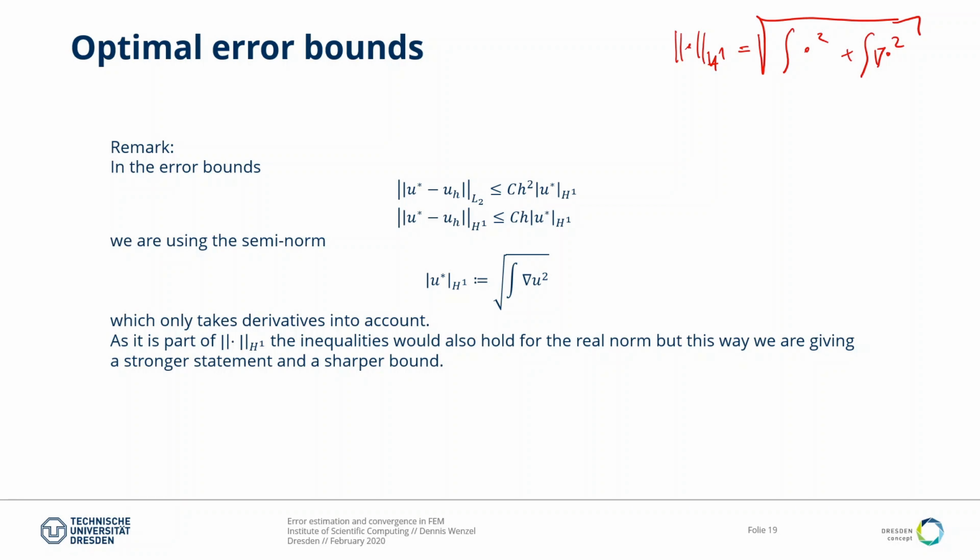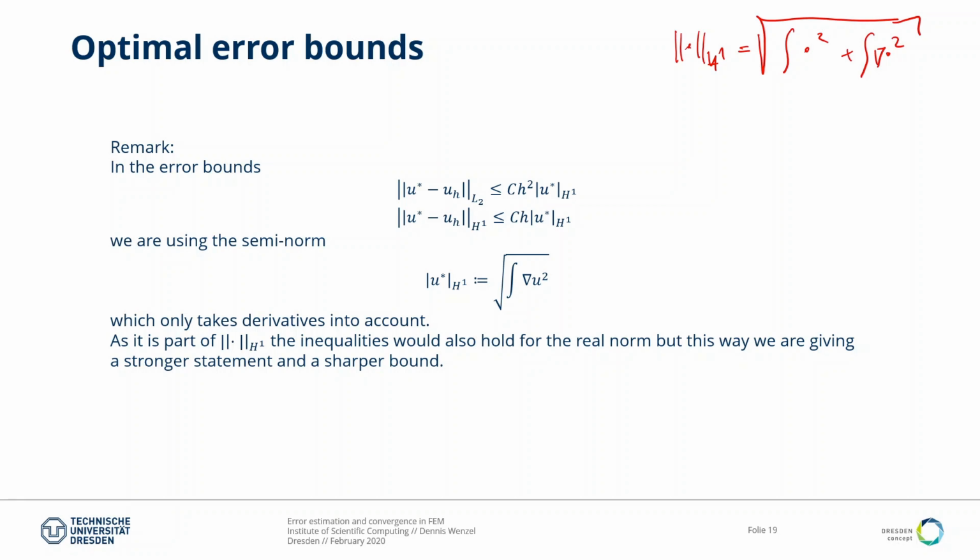So the integral of the gradient will be zero. So this semi-norm will be zero, but the constant one function is not zero. Okay, so we are bounding these errors from above by something that contains the grid size and the H1 semi-norm of the exact solution. So in the sense, the gradients of the exact solution.